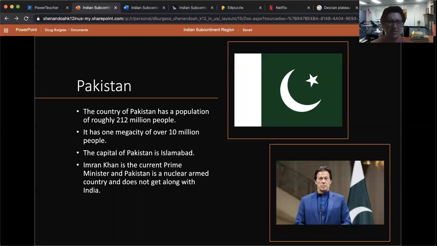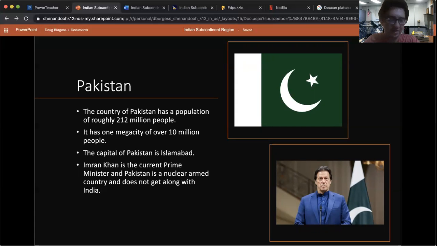The next thing we're going to look at is Pakistan. It has a population of roughly 212 million people. It has only one city that is over 10 million people, so it has only one megacity. The capital is Islamabad, and Imran Khan is the current prime minister. He played cricket for Pakistan back in the 1990s and actually managed to win the Cricket World Cup as part of the Pakistani team. And now he is currently serving as their prime minister.